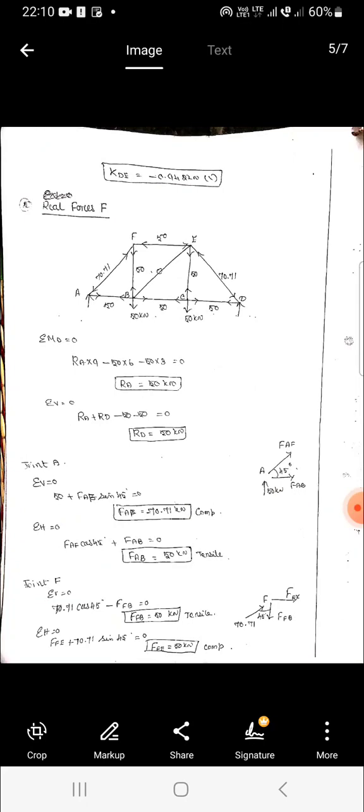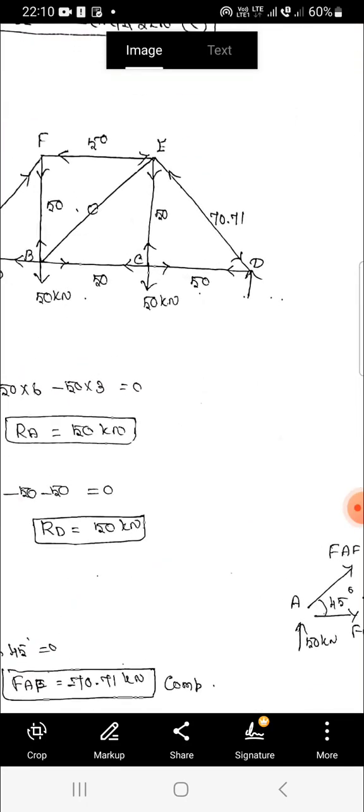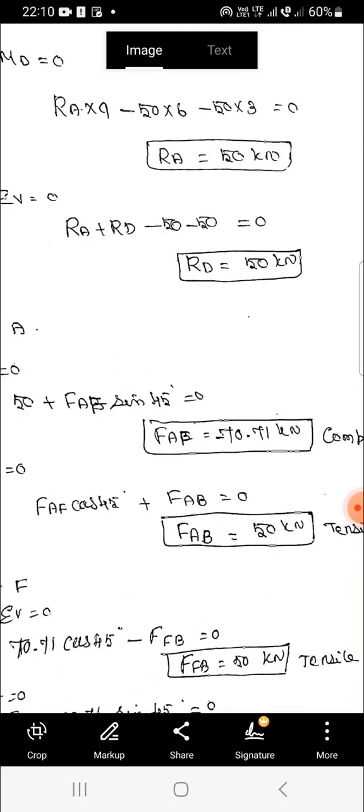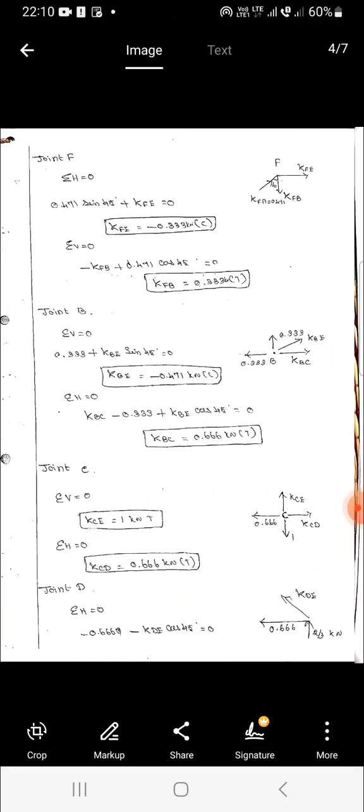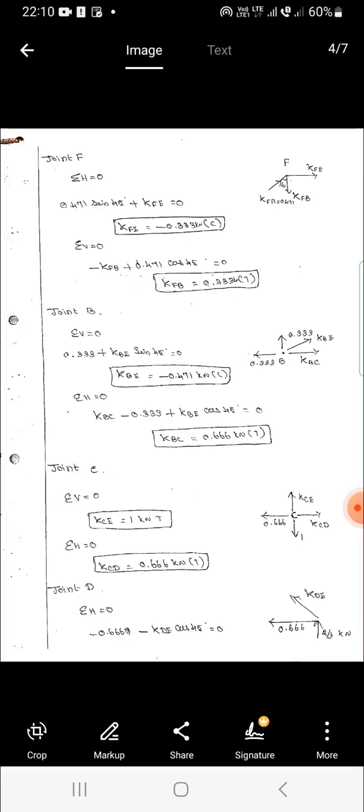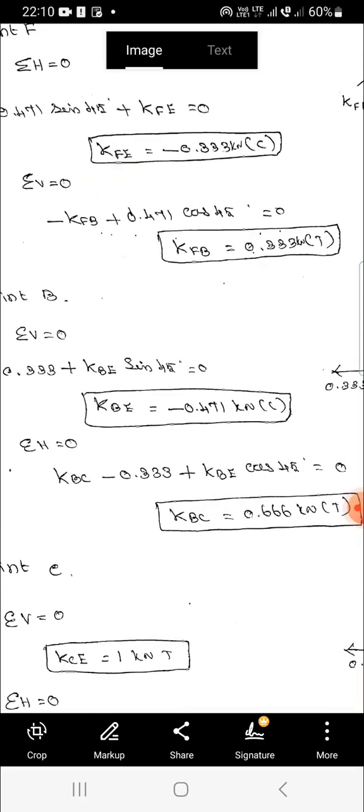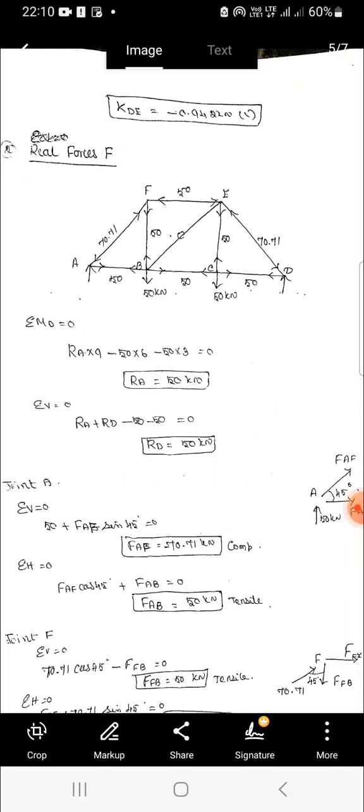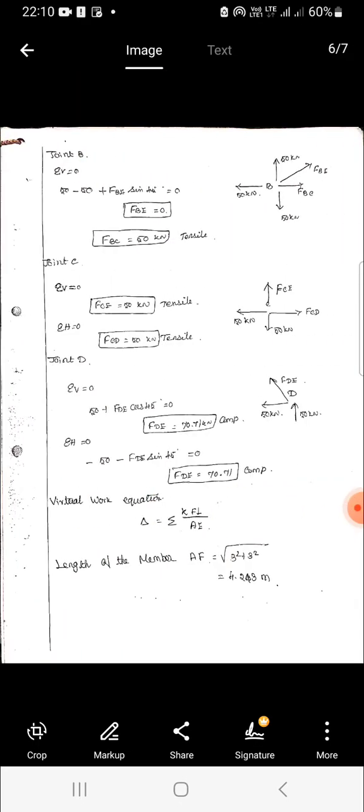Then step 2 is the real forces. Here, by method of joints, you find the real forces. Again find the reactions, then find the real forces. If the member is AB, we'll have the virtual force as K AB and the real force as capital F AB. So you have to find all the real forces.